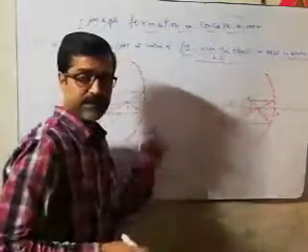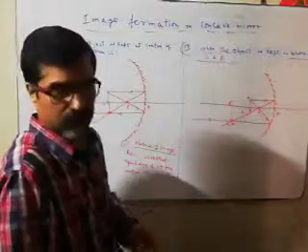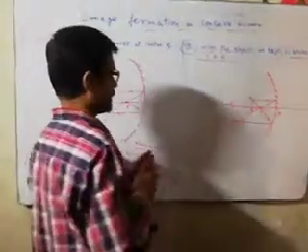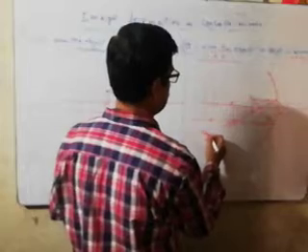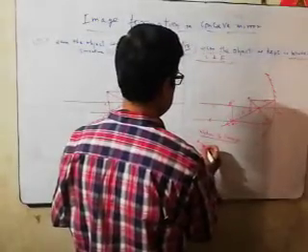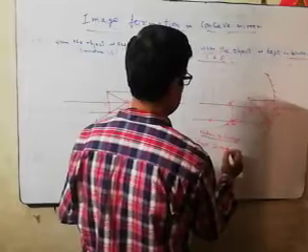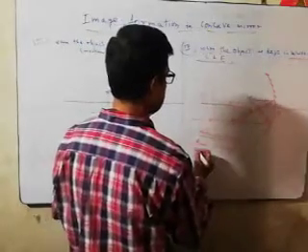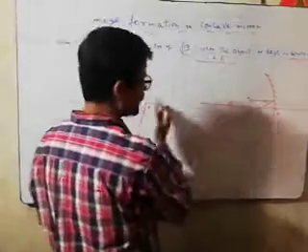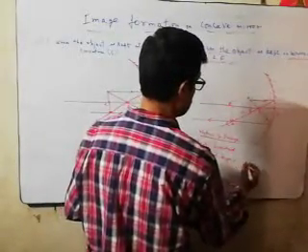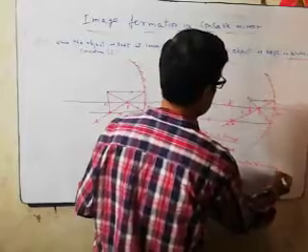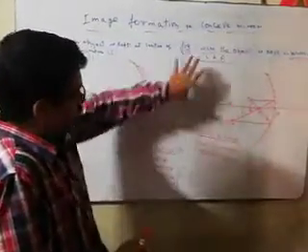Magnified image, real, inverted. That is the nature of image. Nature of image is real, magnified and inverted. Okay? We can write this: real, inverted, magnified, or we can say beyond C. So, fourth case we have got.